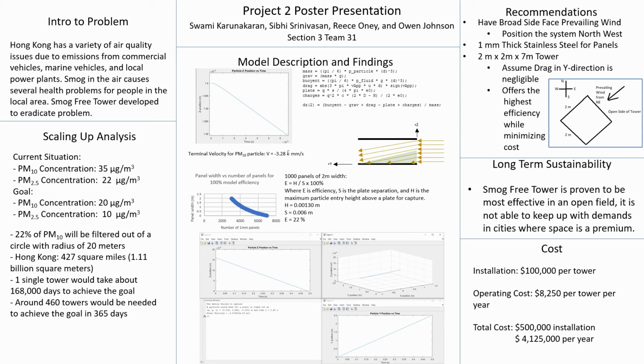$4,125,000 per year for every year that the smog-free towers operate, and this is a minimum estimate of the total investment the Hong Kong government needs to make for eradicating the air quality issues that are currently present with the PM particles as well as different emissions from cars.